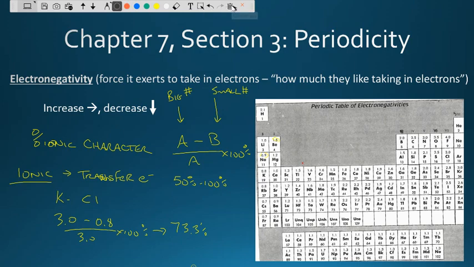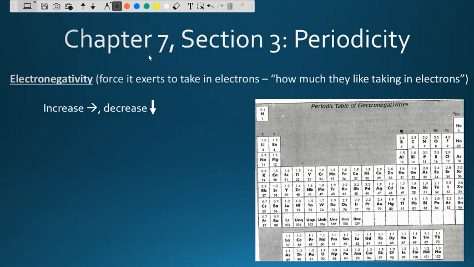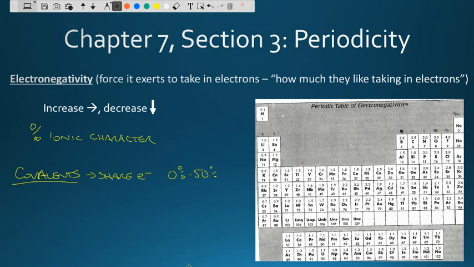Now, let's apply this to covalent bonds. A covalent bond, again, dealing with our percent ionic character, is where they're going to be sharing electrons. That value is going to be anywhere between 0 and 50%. So let's take a look at the situation between hydrogen and oxygen. Just eyeballing it, I see hydrogen right here, I see oxygen here.